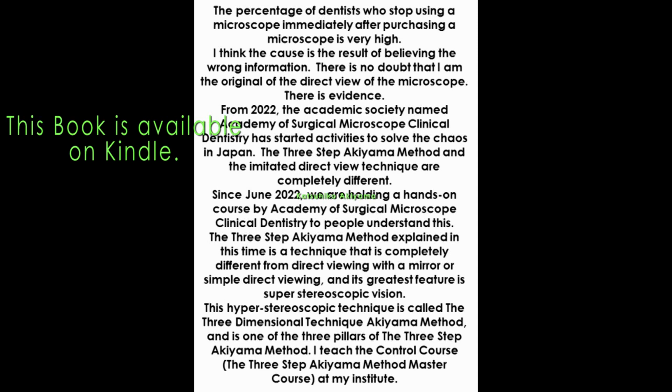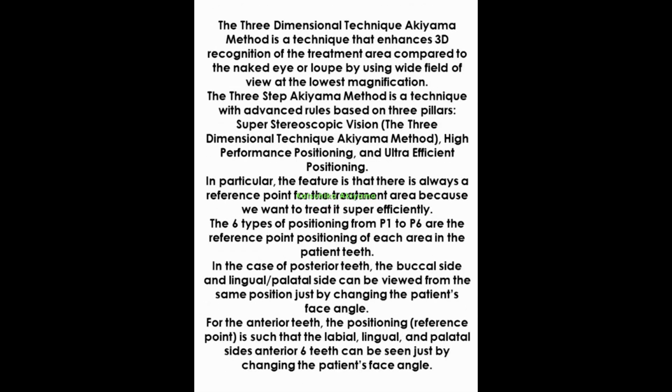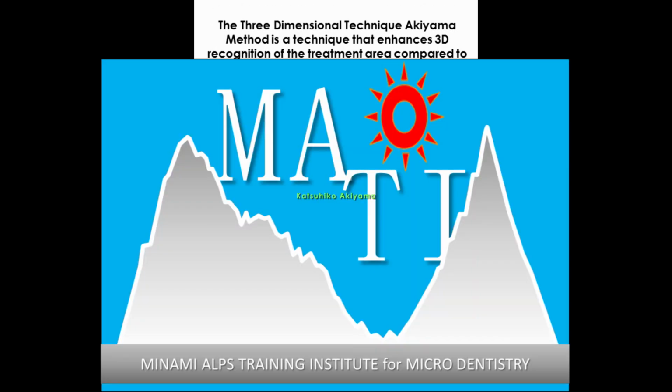The three-step Akiyama method explained this time is a technique that is completely different from direct viewing with a mirror or simple direct viewing, and its greatest feature is superstereoscopic vision. This hyperstereoscopic technique is called the three-dimensional technique Akiyama method, and is one of the three pillars of the three-step Akiyama method. I teach the course, the three-step Akiyama method master course, at my institute. The three-dimensional technique Akiyama method enhances 3D recognition of the treatment area compared to the naked eye or loupe by using a wide field of view at the lowest magnification.